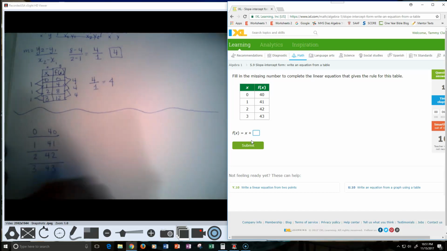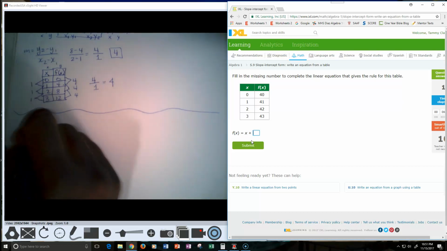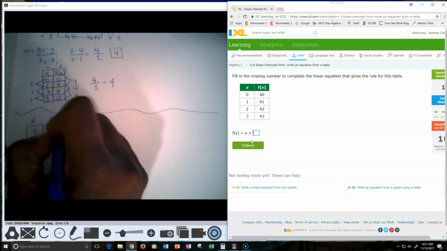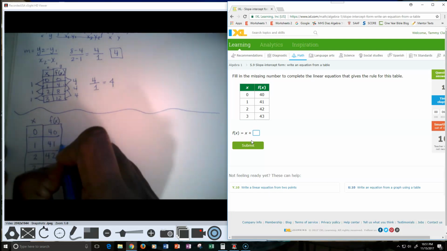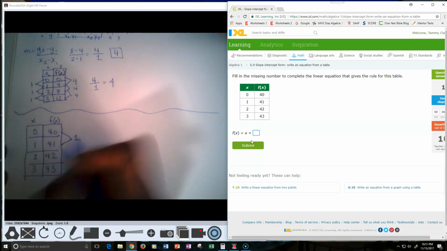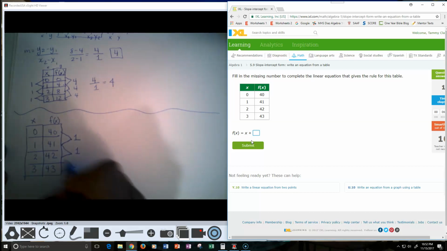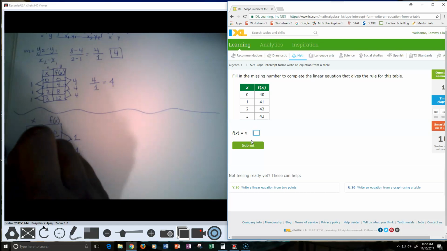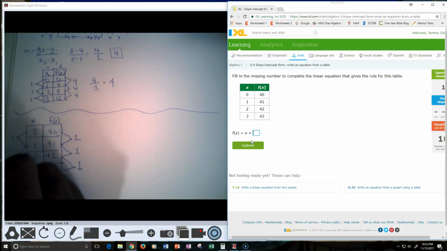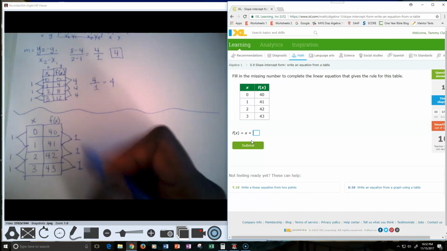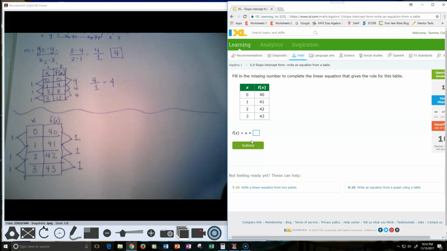Now, if we look at this, our pattern that we can see here is that from the second to the first, we change it by 1. From 42 to 41, we change by 1. From 43 to 42, we change by 1. Also, on the x side, 1 to 0, we change by 1. 2 to 1, we change by 1. And 3 to 2, we change by 1. Now, here, if you look, it would appear that our slope would be 1.